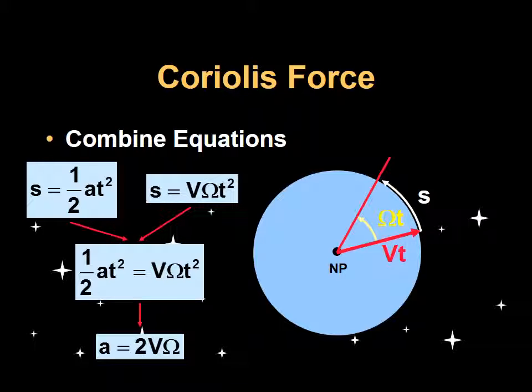So the t squared disappears, and the 2 will move on to the other side, and we'll solve for acceleration. So acceleration is 2 times the velocity of the object moving times the angular rotation rate of the Earth. 2 times v times omega is your acceleration.